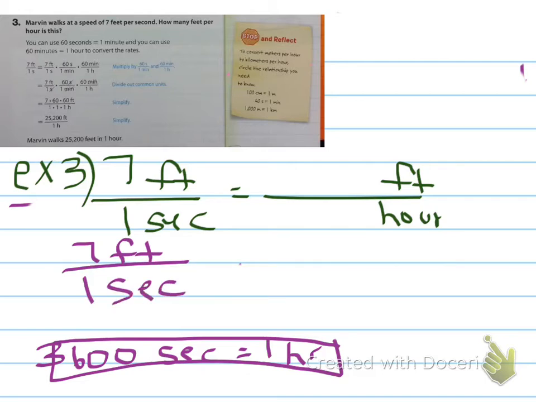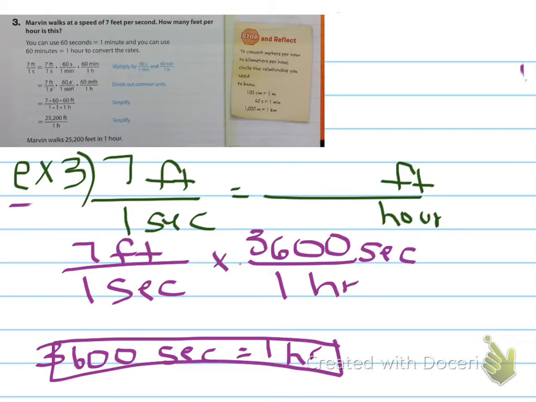And I want to get rid of seconds and put hours in. So I'm going to put my seconds on top this time so that I can cross simplify out seconds. And my 1 hour is on the bottom because that's what I'm going to keep. So my seconds cross simplify and I'm left with feet per hour. See how that works? The units that are left in the position that they're in should be what I need.